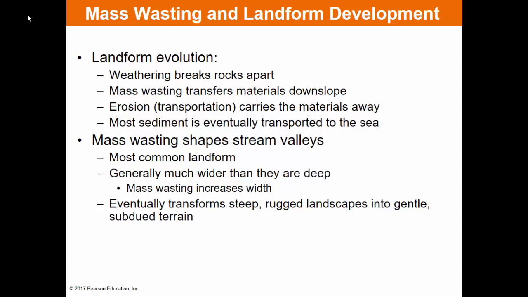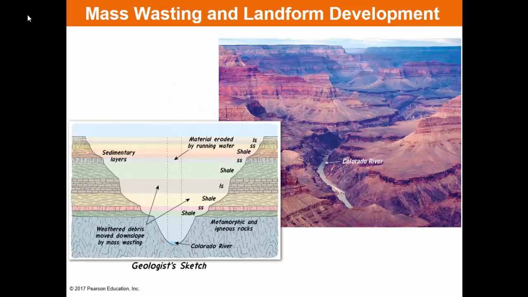Mass wasting also helps to shape stream valleys, which are the world's most common landform, generally much wider than they are deep, and mass wasting helps to increase the width of valleys. And eventually, steep, rugged landscapes, due to mass wasting in valleys, can be worn down into a much, much more subdued terrain or a gentle landscape.